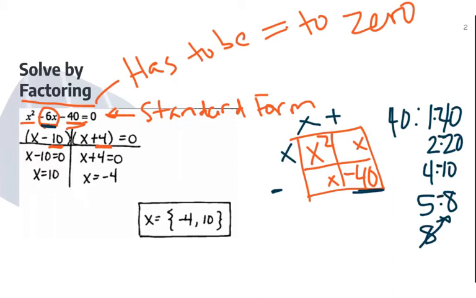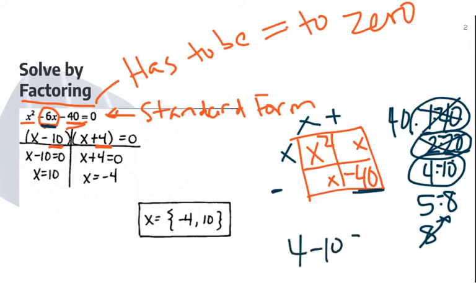Okay, so 1 minus 40 is negative 39, so that's not it. 2 minus 20 is negative 18. That's not it. 4 minus 10 is negative 6, right? Ding, ding, ding. That is my middle term. So I know that these are my 2 factor terms. So I'm going to have a positive 4 and a minus 10.